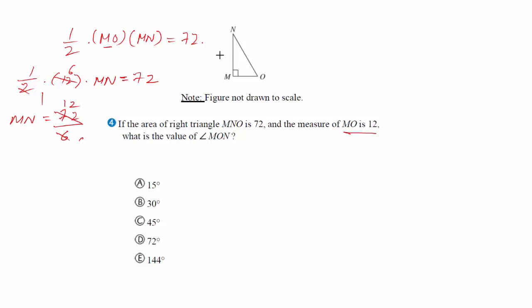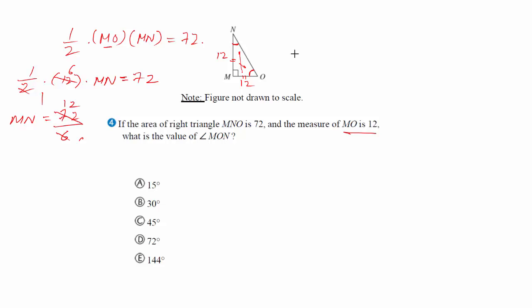So MN you are getting 12, and MO is also 12, right? The two sides are equal. If the two sides are equal, then the angles opposite to them will also be equal. That means angle N will be equal to angle O, because MO has an opposite angle N, and MN has an opposite angle O.